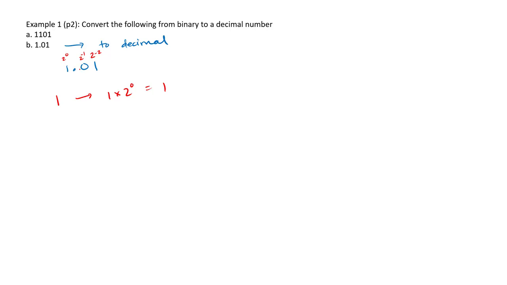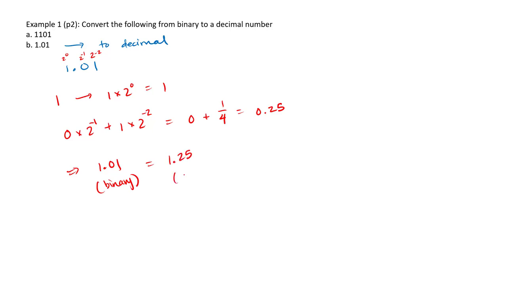Our decimal, on the other hand, is a little different. Remember, our decimal becomes 0 times 2 to the negative 1 plus 1 times 2 to the negative 2. That gives us 0 plus 1/4, or 0.25. So therefore, 1.01 in binary is equal to 1.25 in decimal format.